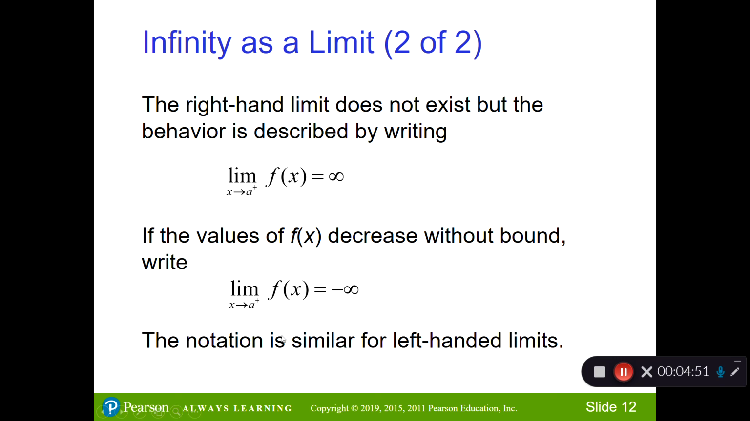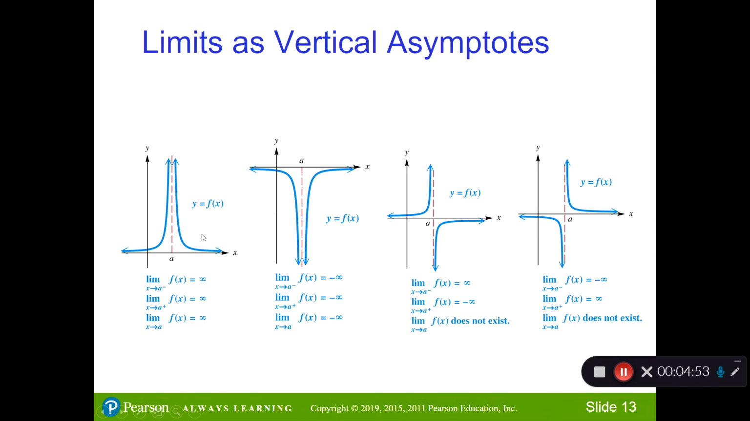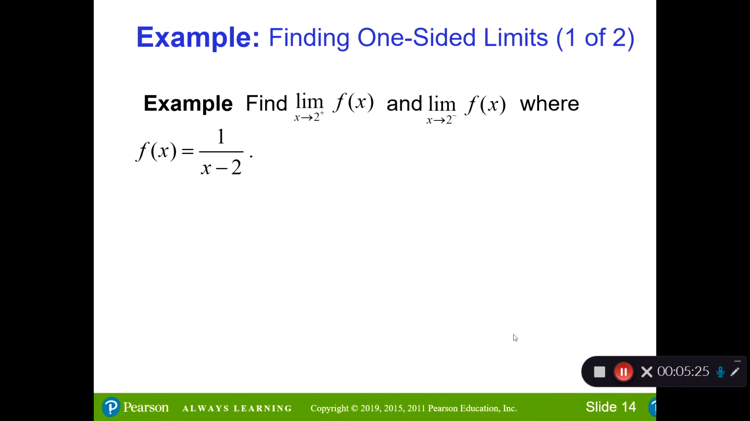This is for a right-hand limit. The notation is the same for left-hand limits. So here, the right-hand limit, the left-hand limit and the two-sided limit all increase without bound, so they're all equal to infinity. Here they're all equal to negative infinity. Here my left-hand limit is equal to positive infinity, the right-hand limit equals negative infinity, and all I can say about the two-sided limit is that it does not exist. Here my left-hand limit is negative infinity, the right-hand limit is positive infinity, and the two-sided limit does not exist.